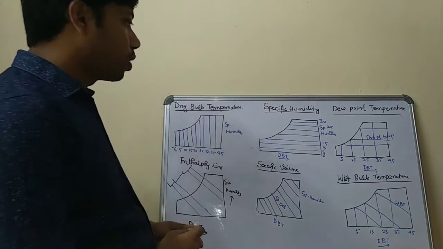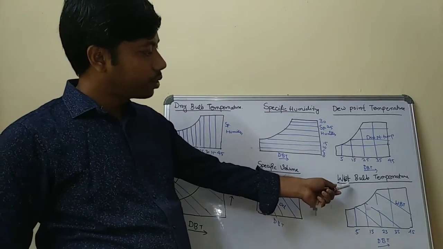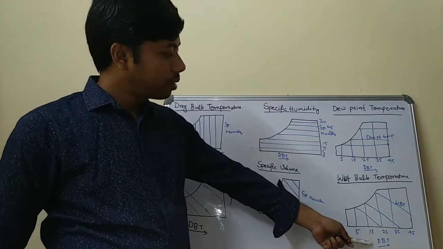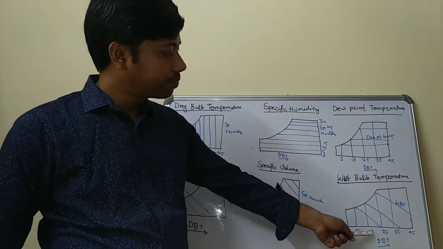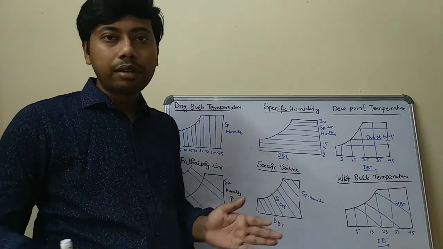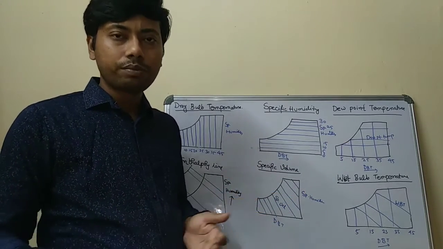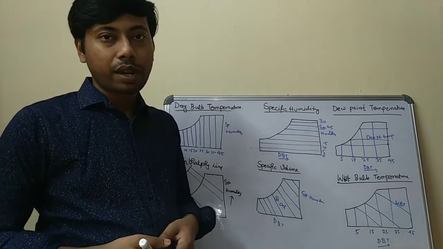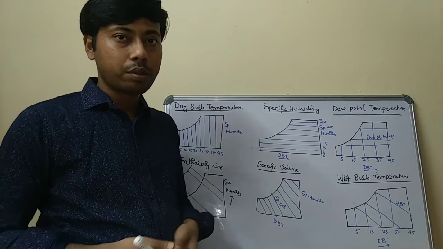Okay. Now the wet bulb temperature. This is your dry bulb temperature. You know that it's at 5, 15, 25, 35, 45, because dry bulb temperature basically varies from about -6 or -10 degrees Celsius up to 45 to 50 degrees Celsius.